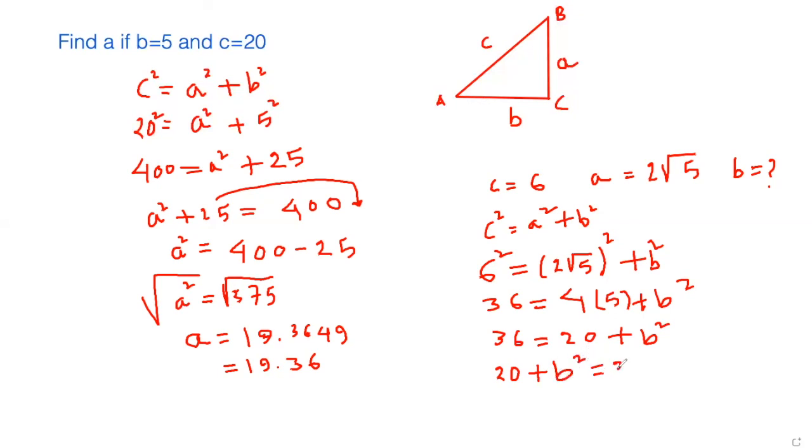I am just switching the sides so that my unknown is on my left hand side. Now I can subtract 20 from both sides, or in other words, I can move 20 to the right hand side by switching its sign. Whichever way you feel comfortable, you can do that. So this 20 and 20 cancel. I have b square equal to 16. Again, we take a square root from both sides to get the value of b. So b equal to 4. This is my final answer.